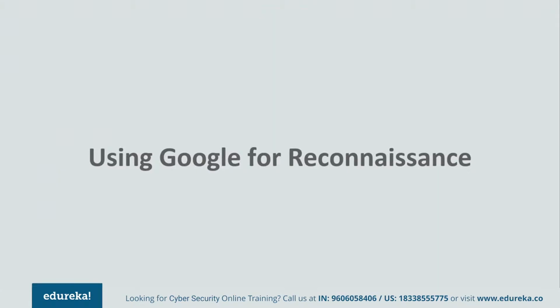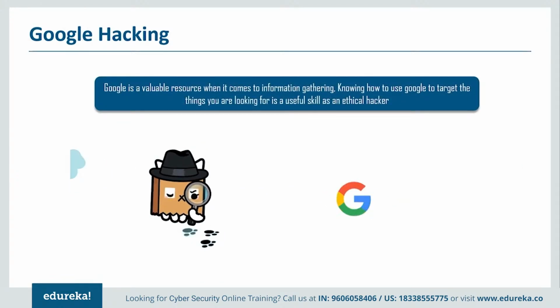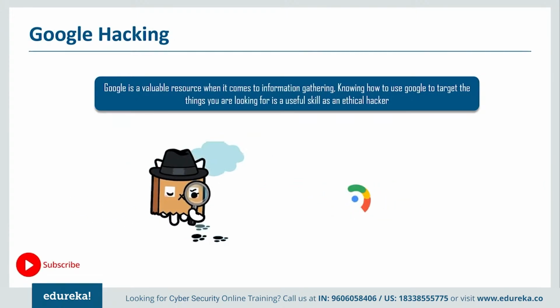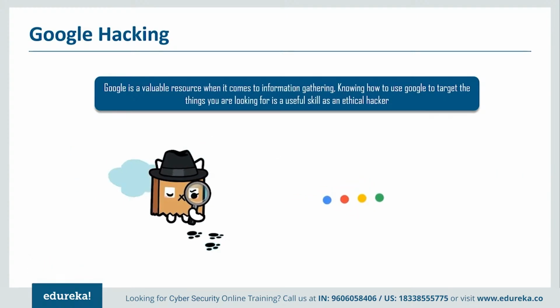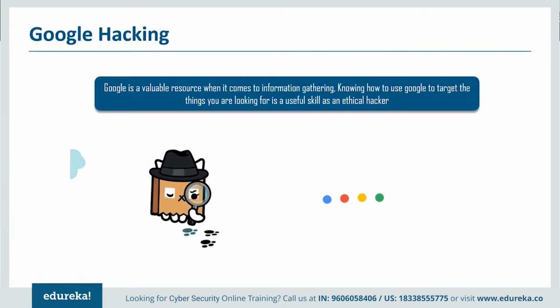Now moving on, our next topic is using Google for reconnaissance. Some people also call this Google hacking. If you know how to use Google to exactly target and find what you are looking for, Google is an excellent tool for reconnaissance purposes. Today I'm going to show you how you could use Google for your searches. So first of all, let's open a tab of Google. Let's go to google.com.